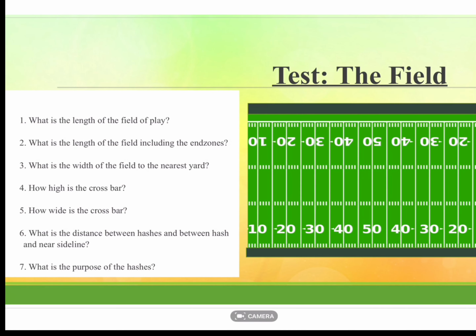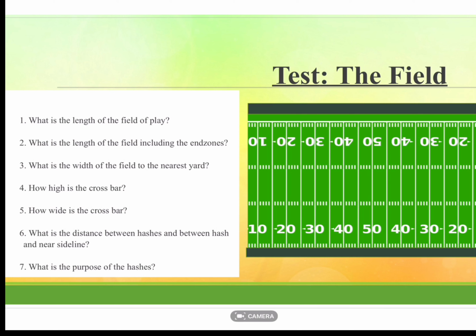Okay, so it's time to take your test for the field lesson. Go ahead and pause this recording, and when you're done with the test, check back in and we'll go through it together. Okay, so pause now, and I'll see you soon.